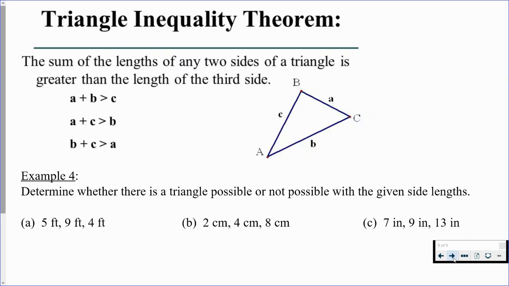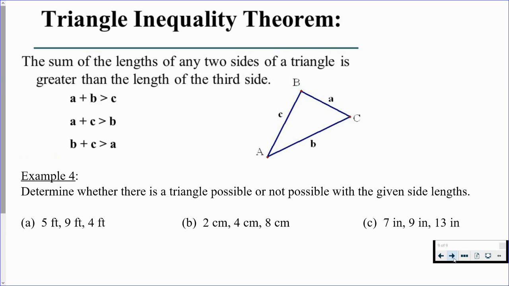All right, really quick, I have one last thing that I want to go over that has to do with the triangle inequality theorem. Basically, it says that the sum of the lengths of any two sides of a triangle is greater than the length of the third side. So this should work for all of your side lengths, okay?